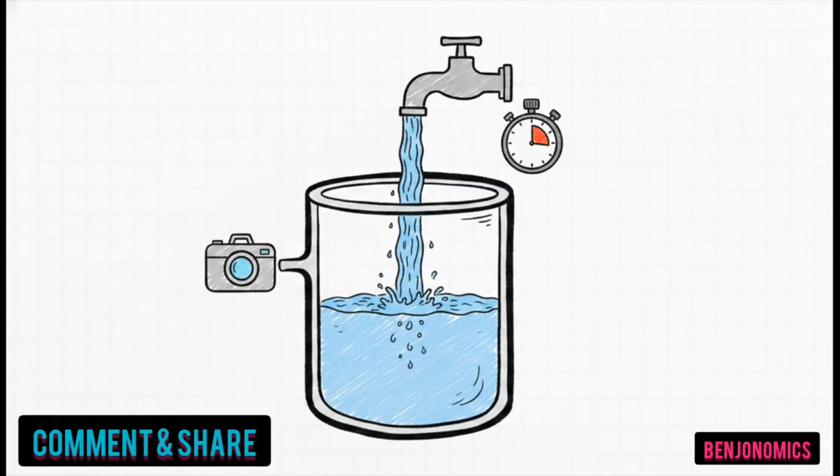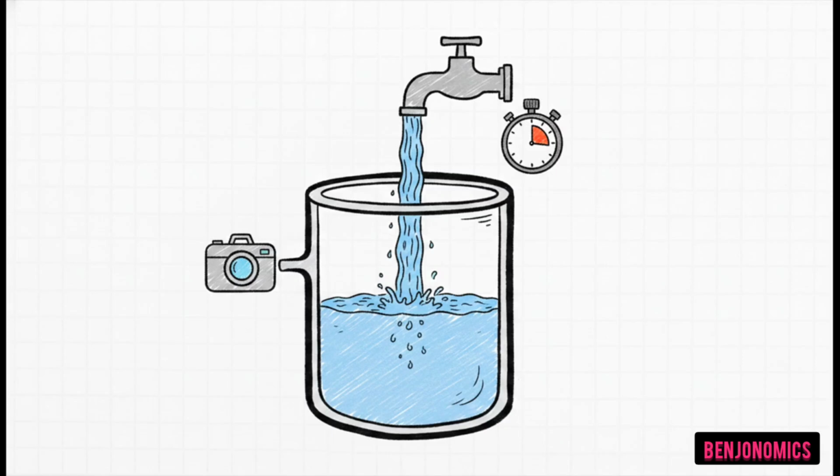Picture a giant water tank to really visualize this. The amount of water already sitting inside that tank at exactly noon, that's your capital stock. It's a snapshot. Meanwhile, the liters of water pouring in through the tap every single minute represent the flow of new net investment. Both are essential, but they measure the economy in entirely different dimensions.